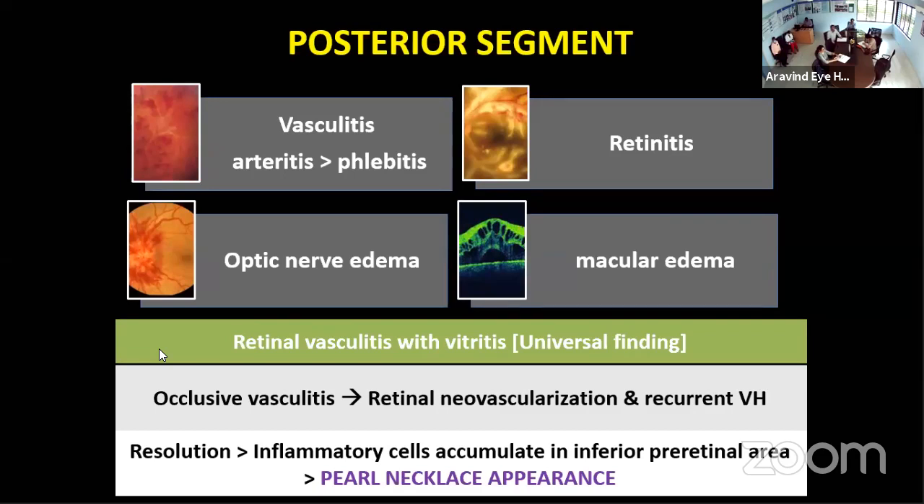Retinal vasculitis with vitritis is documented as a universal finding of classical Behcet's uveitis. Characteristically, this vasculitis is known for a lot of CNP areas. The CNP is massive, almost 360-degree CNP areas. Of course, when there is a lot of CNP, there will be more neovascularization, there can be more of vitreous hemorrhage as well. Upon resolution, these inflammatory cells accumulate in the inferior pre-retinal area, forming a characteristic pearl necklace appearance.